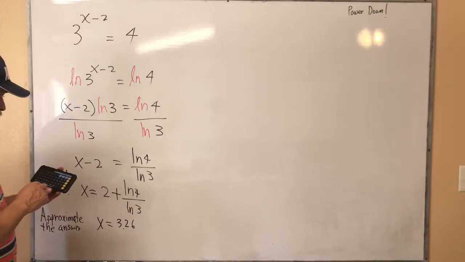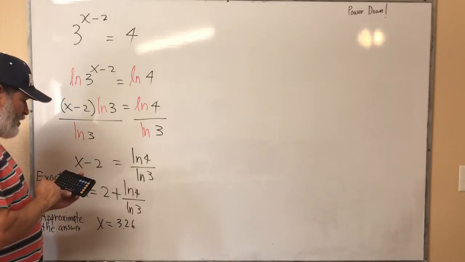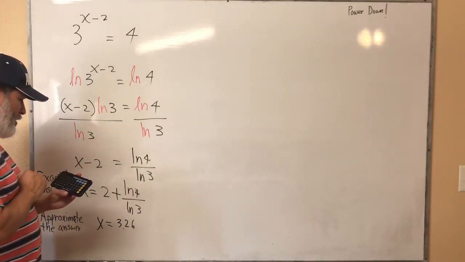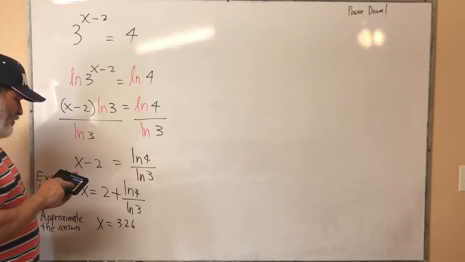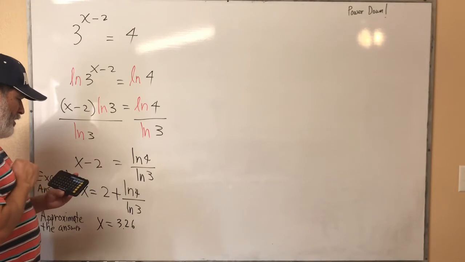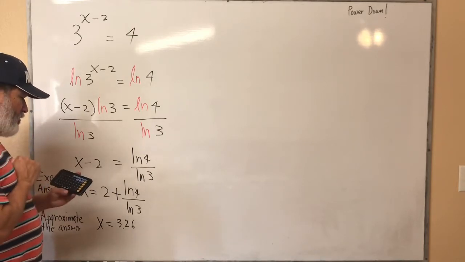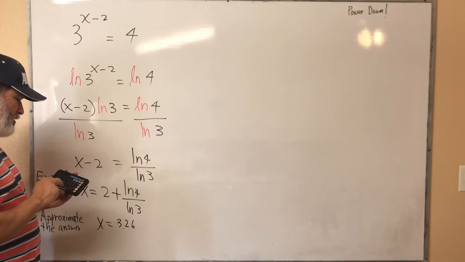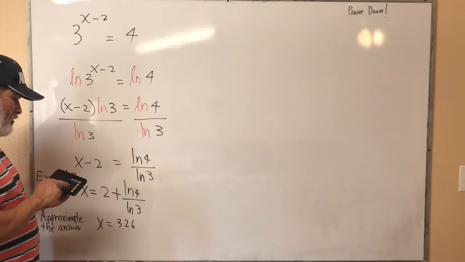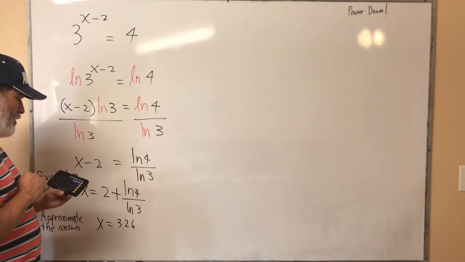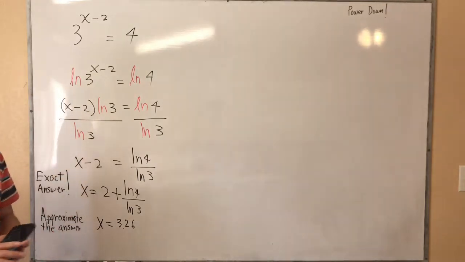Do it again. So I'm gonna say 4 ln divided by 3 ln, okay, you better say equal, and plus 2, plus 2, and I get 3.26.